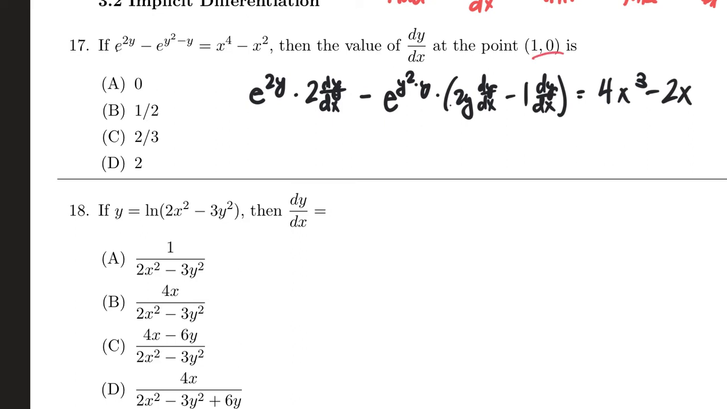And then it says we want to find dy/dx when we have the point (1, 0). So there's two options you can go here. You could solve for dy/dx first and then plug in your point, or you can plug in the point first and then solve. Generally, for these more complicated equations, it can be easier to plug in the point first because some things will go away.